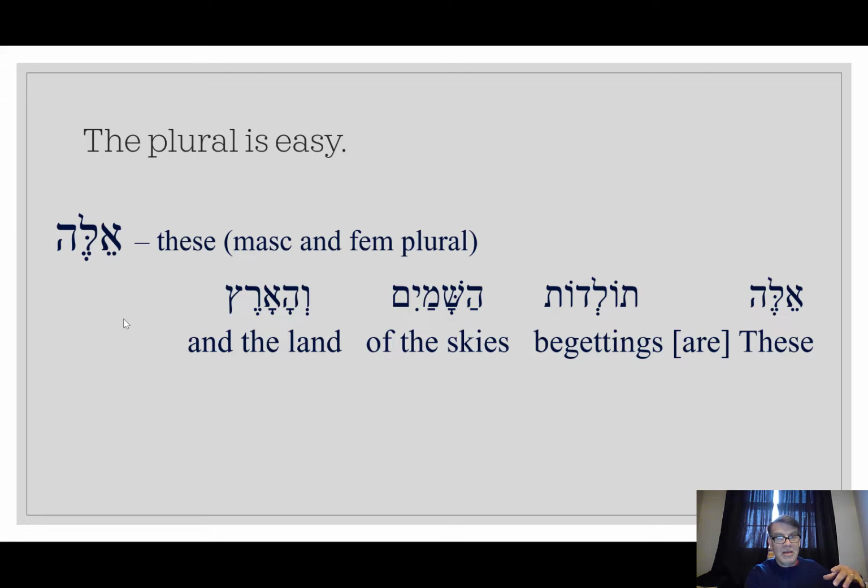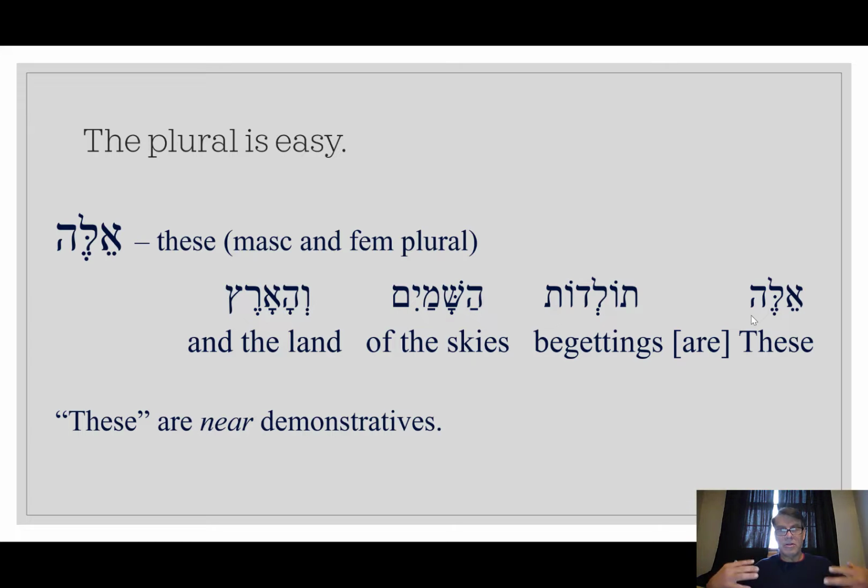You have kind of the global, the universal creation in Genesis 1, and then in Genesis 2, you've got the creation of Adam and Eve in the garden. And it begins with verse 2:4 here. And here's how it begins. These are the toledot. These are the begettings of the skies and the land. So, but anyway, we don't need to know all that. Ele is the word for these. It's the plural demonstrative. It's the plural near demonstrative. This and these, we're referring to things that are close to us.